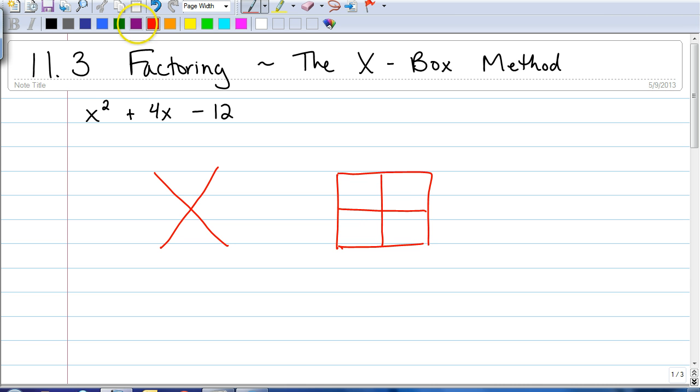Now after we get this X and box created, we're going to put whatever the first term is, an x squared, in the top left corner. Whatever the last term is, now that's a minus 12, I'm going to put that in the bottom right hand corner.